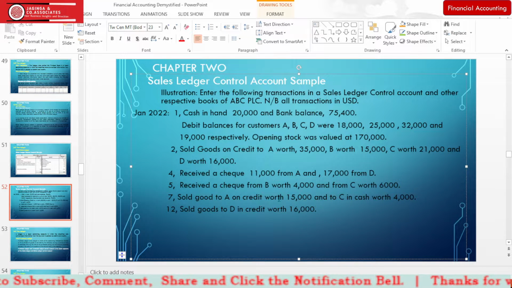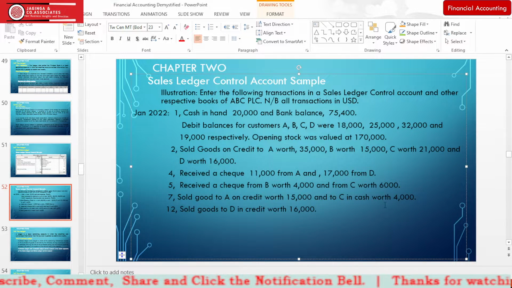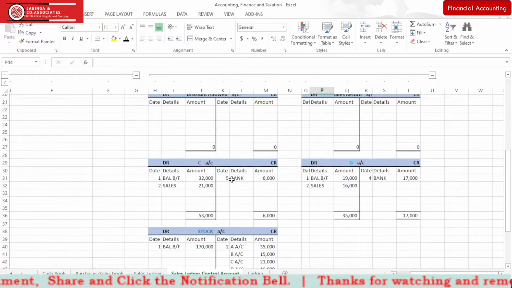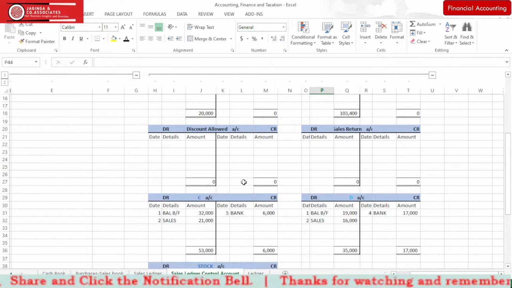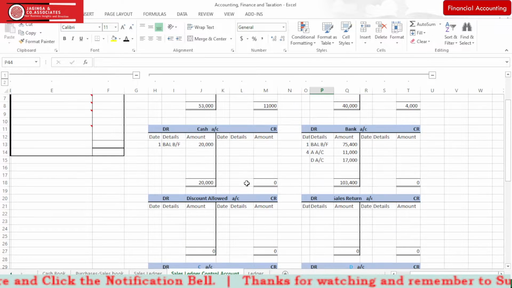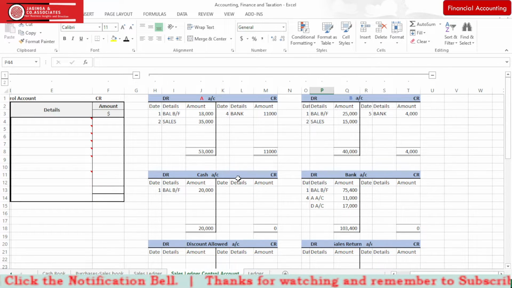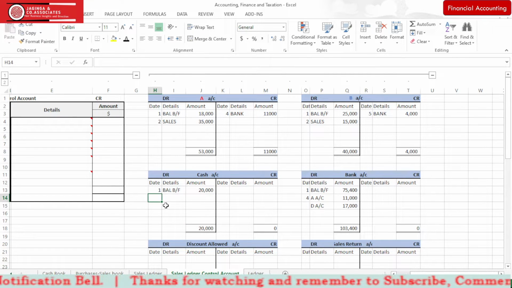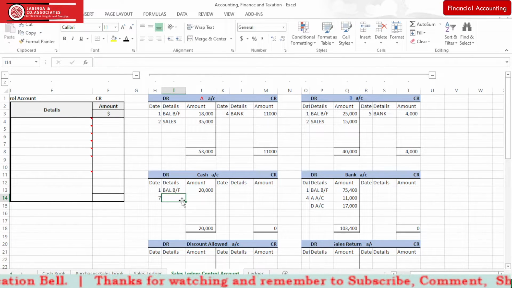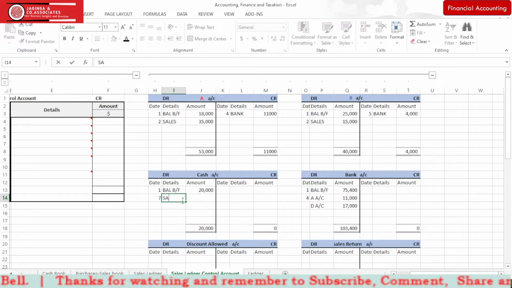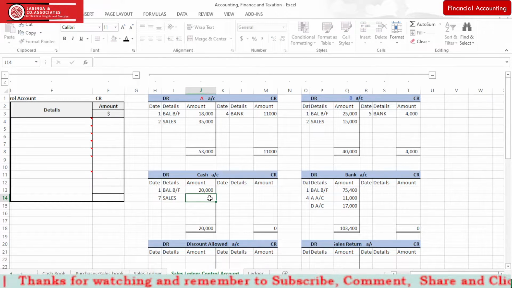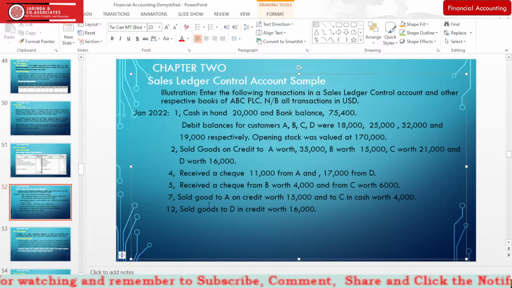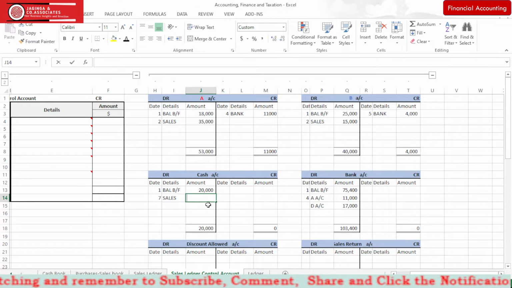And then we received goods worth 4,000. So we'll go here to account. So in our cash account here, we'll say here was the 7th. So here we'll say sales. Here it was 4,000.